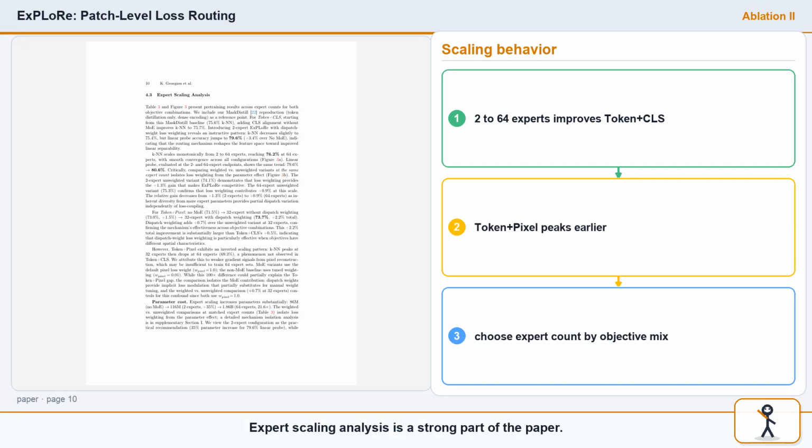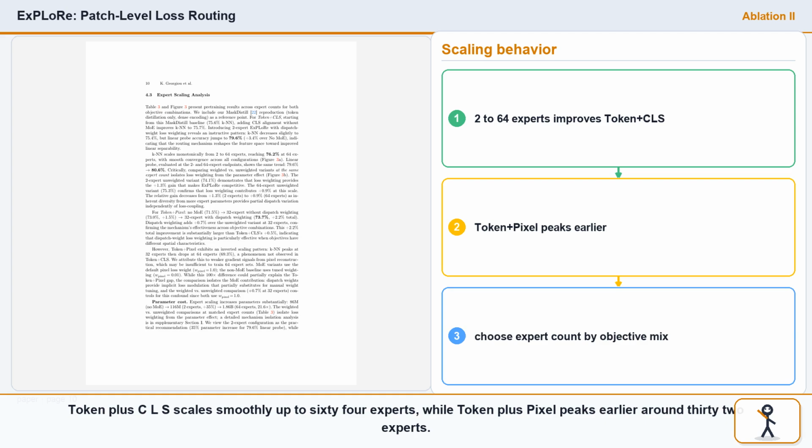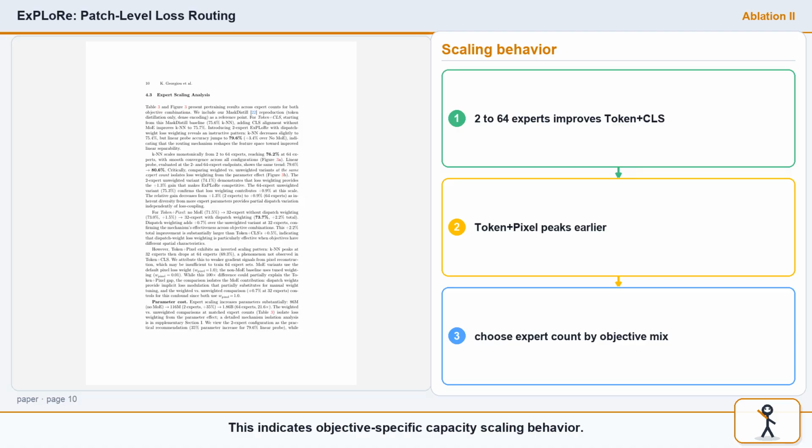Expert scaling analysis is a strong part of the paper. Token plus CLS scales smoothly up to 64 experts, while token plus pixel peaks earlier around 32 experts. This indicates objective-specific capacity scaling behavior.